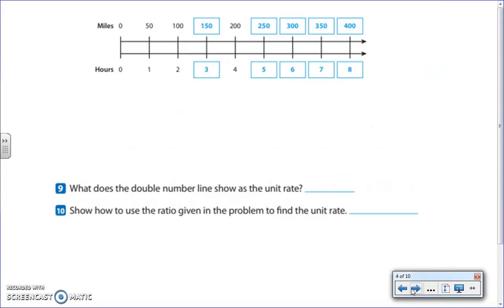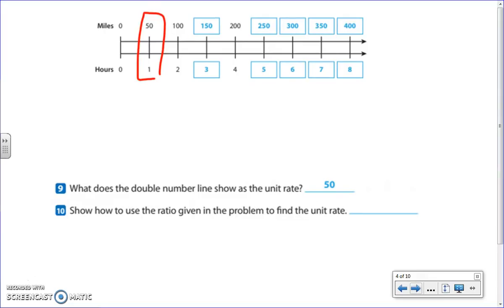So now that we have our chart filled out, and this one's a lot less sloppy, it says, what does the double number line show as the unit rate? The unit rate is per 1. So in this case, per 1 hour, I see that it is 50 per 1 hour, so the unit rate would just be the number 50.